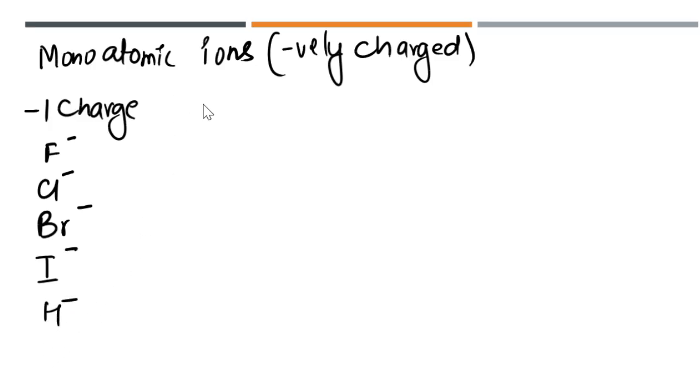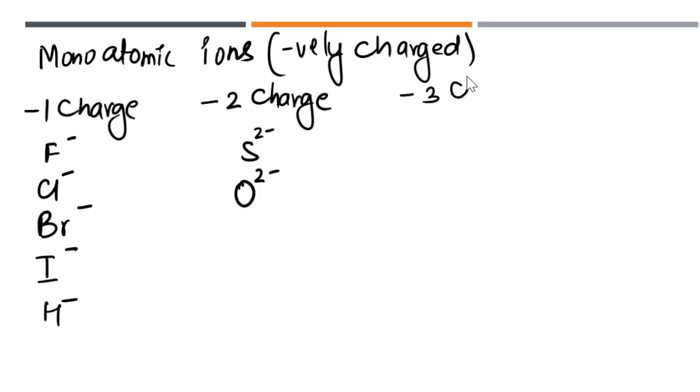अगर हमारे पास -2 चार्ज है, so -2 charge is sulfide, IDE, okay, and oxide which is O2 negative. -3 charge is phosphide, P3 negative, and we have nitride which is N3 negative. आइड, इन सब के आगे हम लोग क्या यूज कर रहे हैं? द वर्ड सफिक्स आइड. This is the suffix which we are using.